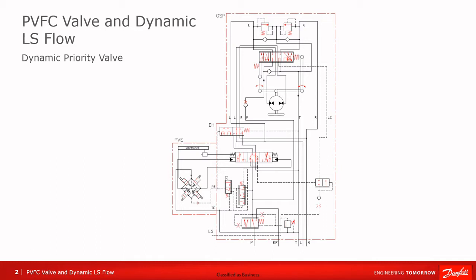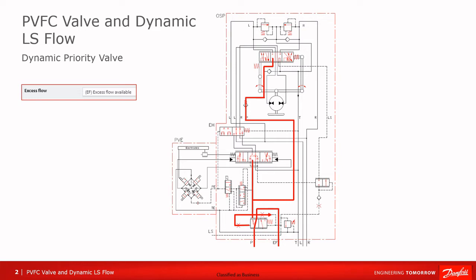When the engine is on and the OSP steering unit and EH valve are in the neutral position, the pressure will rise in P until it overcomes the force of the spring in the priority valve and the LS line, which will cause the priority valve spool to move to the right, and oil will be allowed to pass from the pump through the priority valve and out through the EF port. However, there will still be some flow through the dynamic orifice.